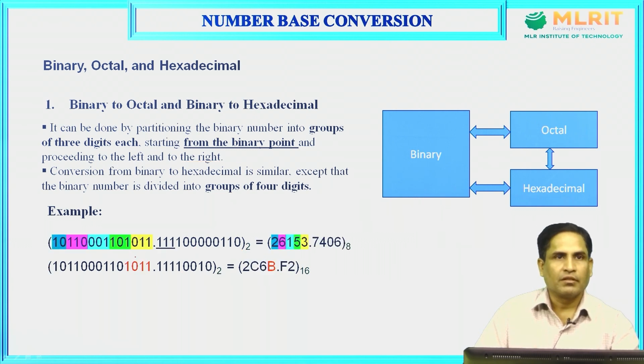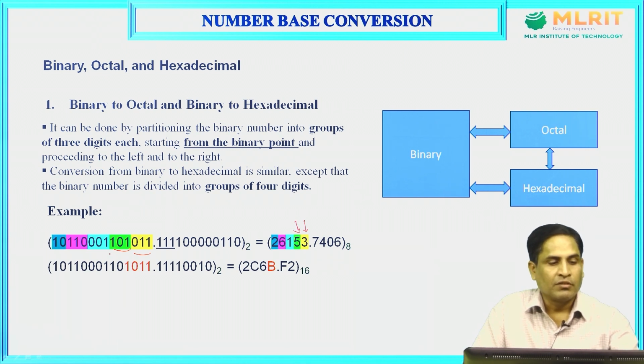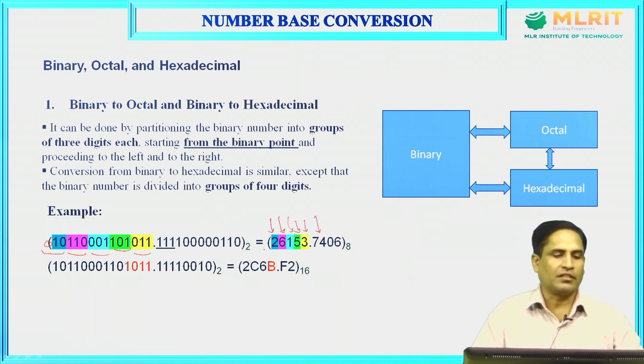Look, the same example. For more clarity, I have highlighted the digits and the equivalent digits in the octal number system. So 011, the number is 3, you can easily figure out. 101, the number is 5, 001, the number is 1, then 110, it's a 6, and then 010, that means the number is 2. And similarly, 111 is going to be 7, and similar for the other digits.